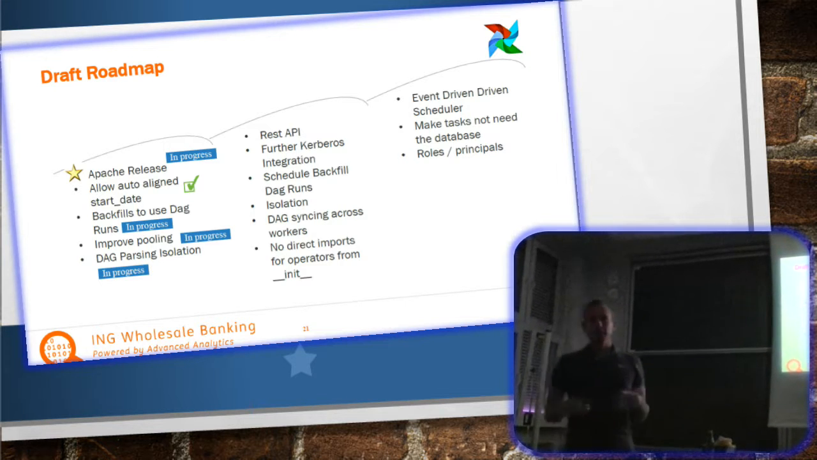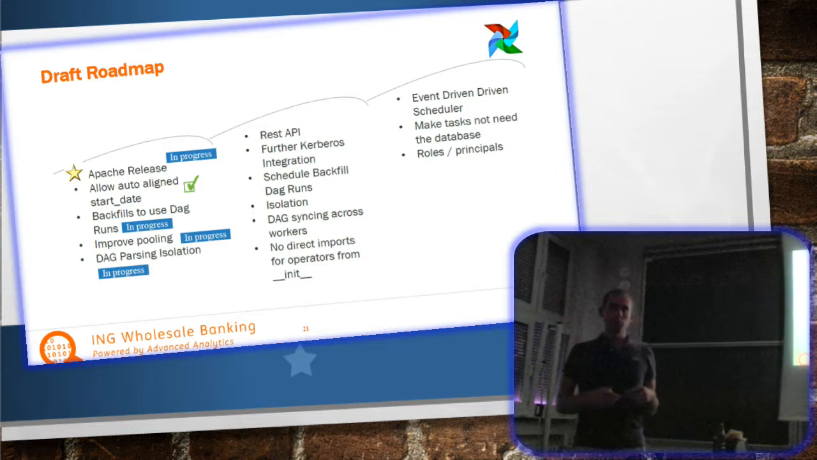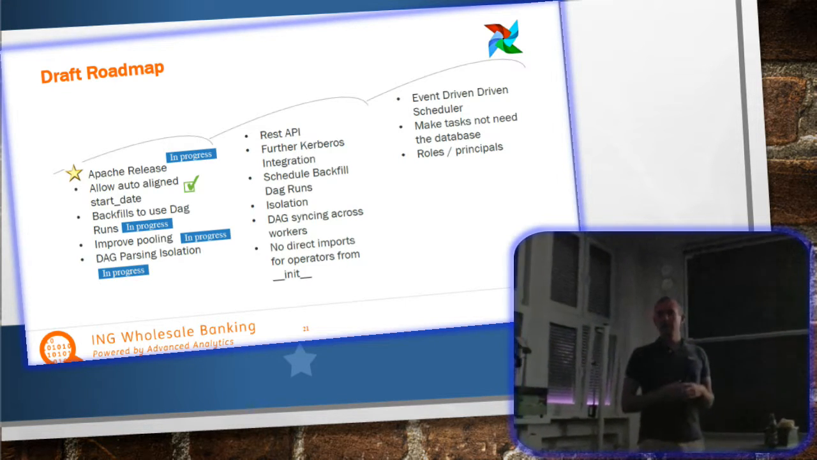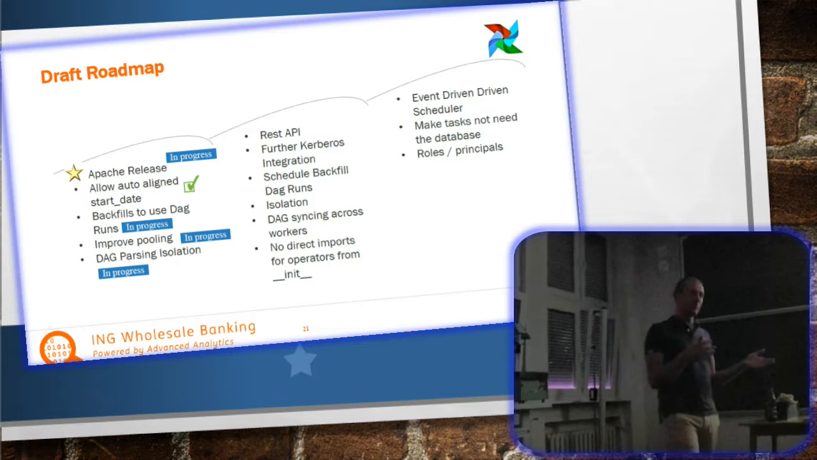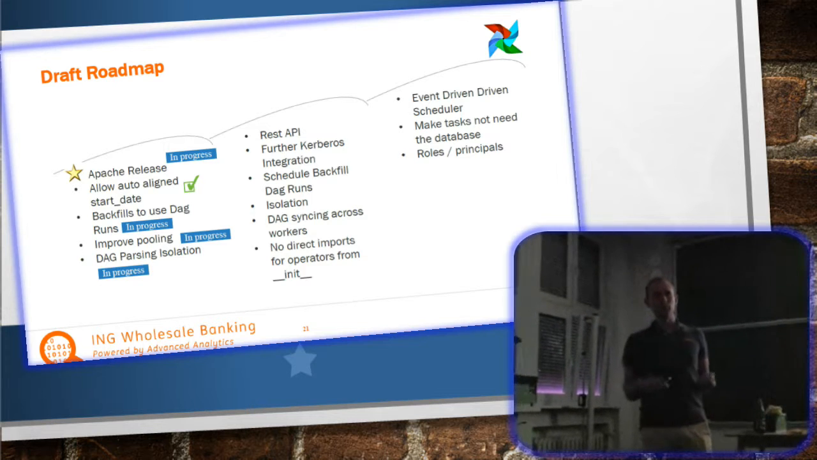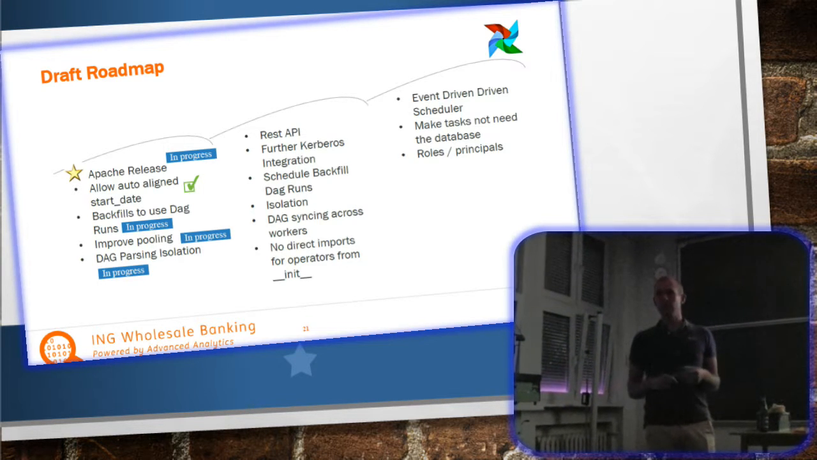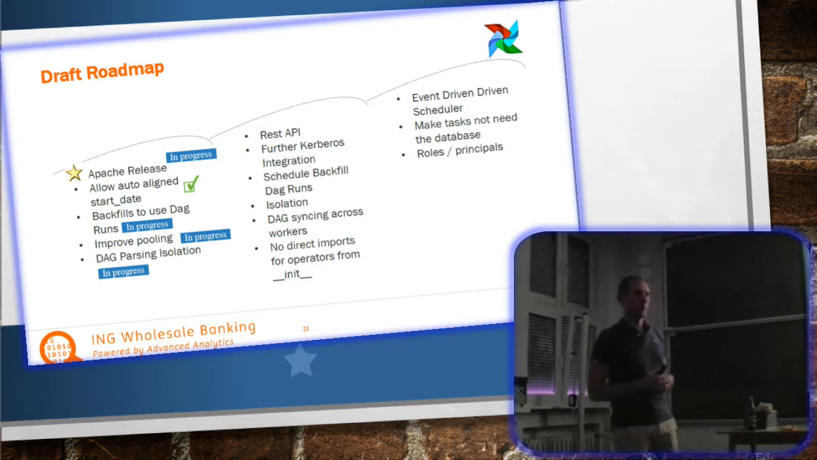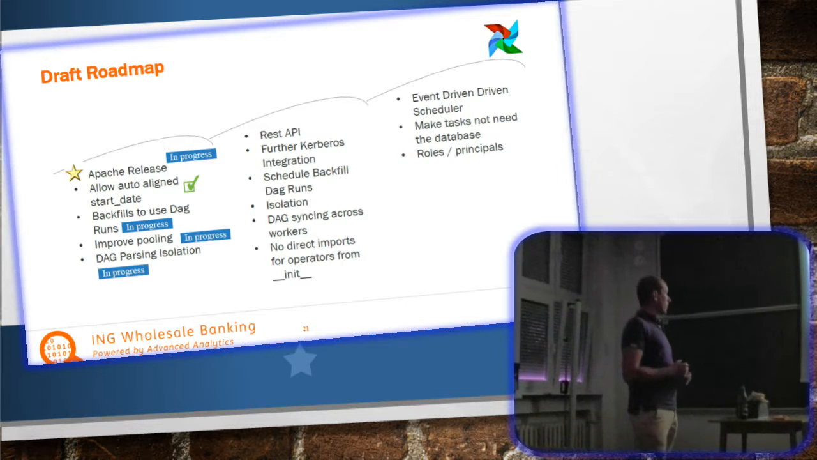Improve the pooling. There's the possibility that you sometimes overdraw a little bit from the pools. So instead of a pool of 8, it might overdraw to 9 or 10. Why is that? It's locking in the database not being done properly, and the calculations not happening properly there.